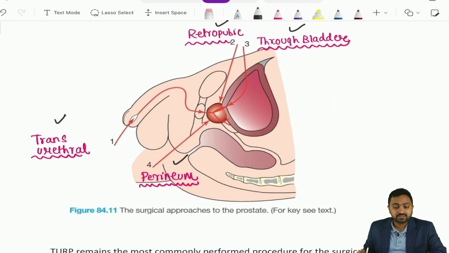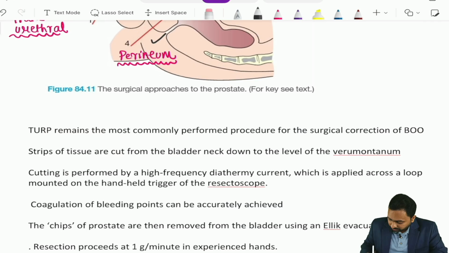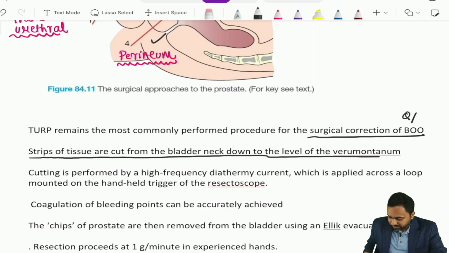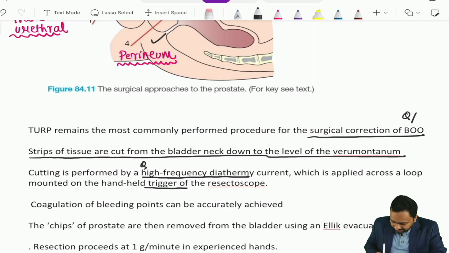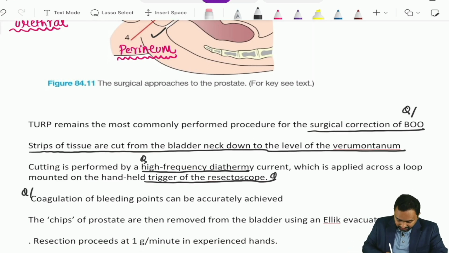So, transurethral resection of prostate remains the most commonly performed procedure for the surgical correction of bladder outlet obstruction. So, what happens over here is the strips of tissue are cut from the bladder neck down to the level of verumontanum. Now, this cutting is performed by high frequency diathermy current, which is applied across a loop mounted on the handheld trigger of your resectoscope. Now, coagulation of the bleeding points can also be accurately achieved with the help of this.